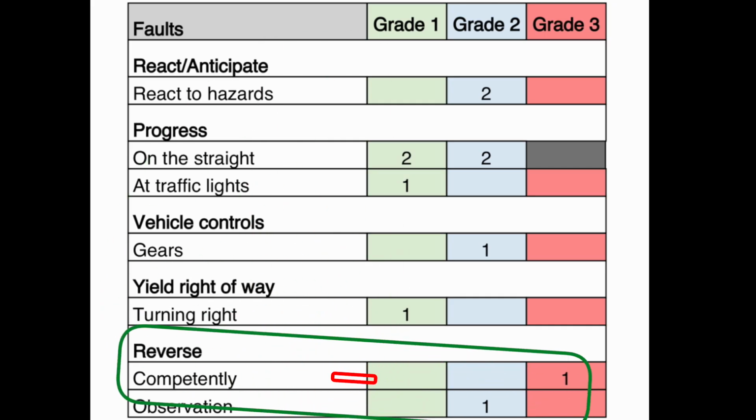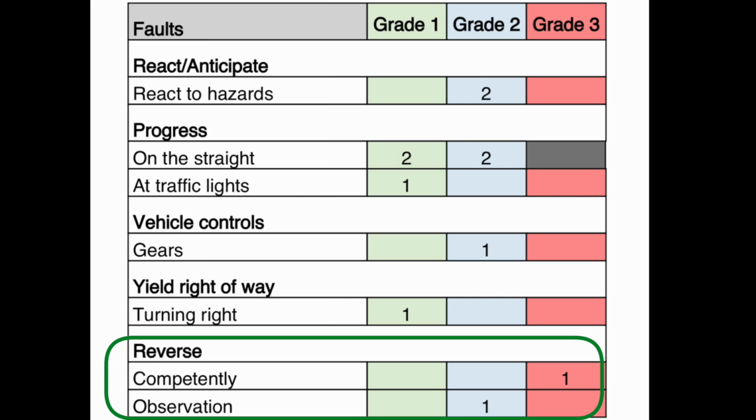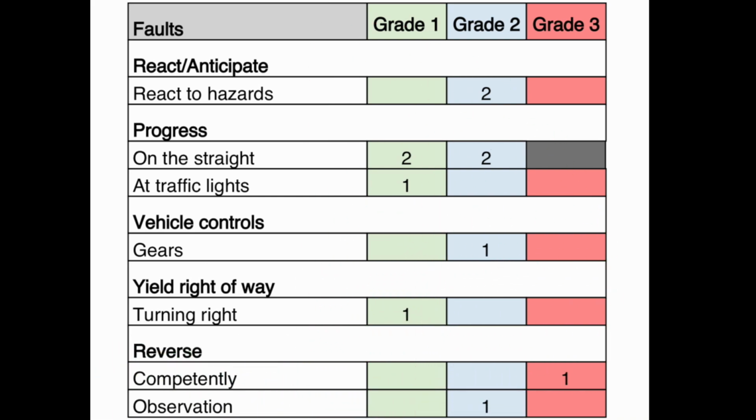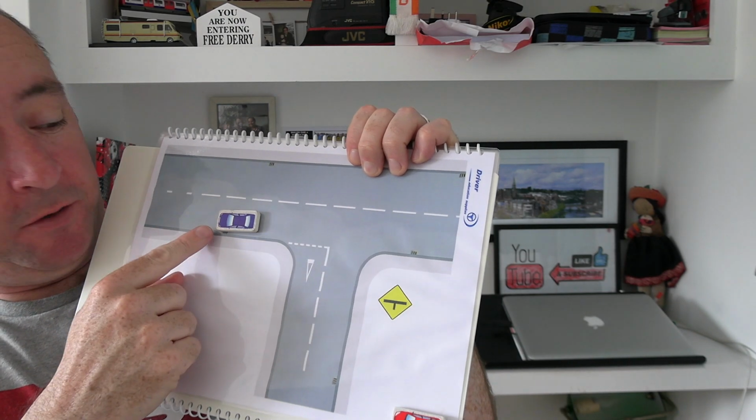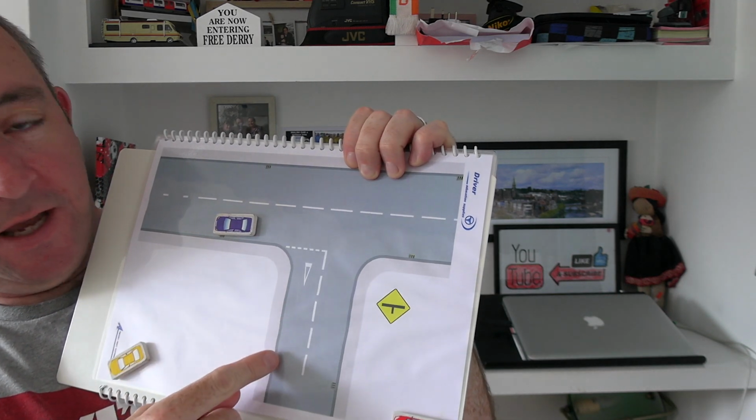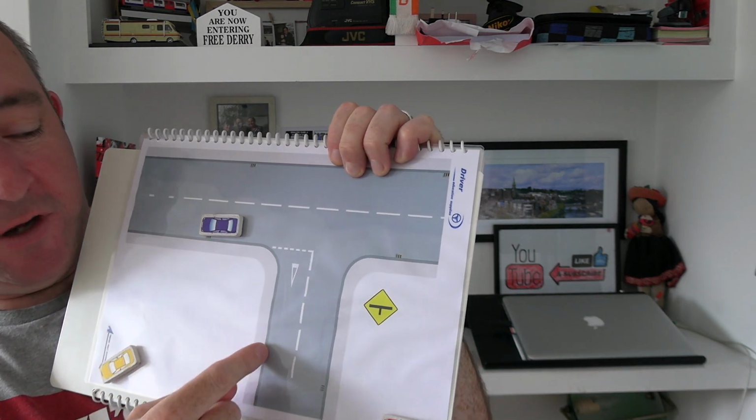Next, we have the reverse around the corner. So she wasn't looking behind enough. She was looking in the mirrors too much. The tester said she needed to look over both shoulders to have better all-round observation. She was also too wide. So let's look into that a bit more. On the reverse around the corner, this is her starting point here, and this would be the end point here. This is the corner here, okay?